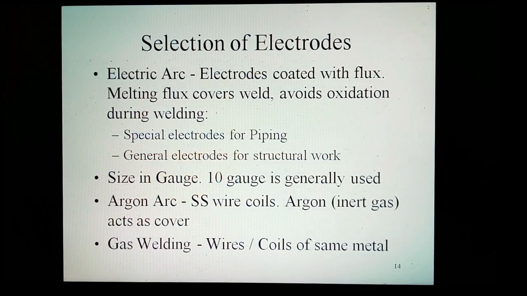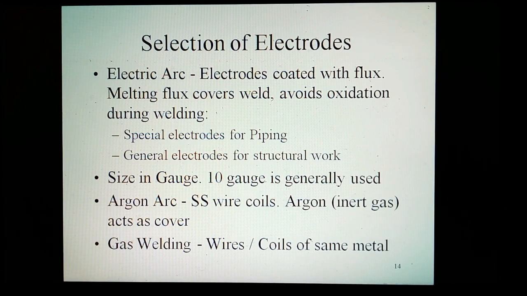Selection of electrodes. For electric arc welding, electrodes coated with flux are used. Melting flux covers the weld and avoids oxidation during welding. There are special electrodes for piping and general-purpose electrodes for structural work. Size is specified in gauge. 10 gauge is generally used. Welding rods are available in a variety of materials to match the material of the workpieces being welded.